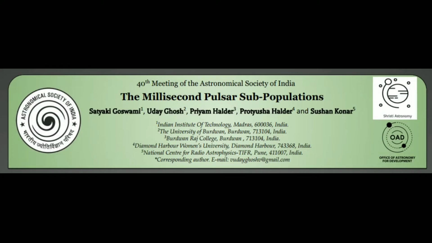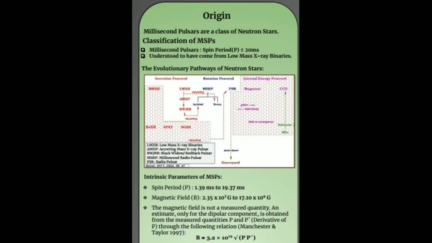Our work focuses on the subpopulations of millisecond radio pulsars. Radio pulsars, rotation powered and primarily detected in radio frequencies, are the most common manifestations of neutron stars. The subgroup of these radio pulsars with spin period less than or equal to 20 milliseconds, and understood to have been produced by processing in low mass X-ray binaries, are known as millisecond pulsars.